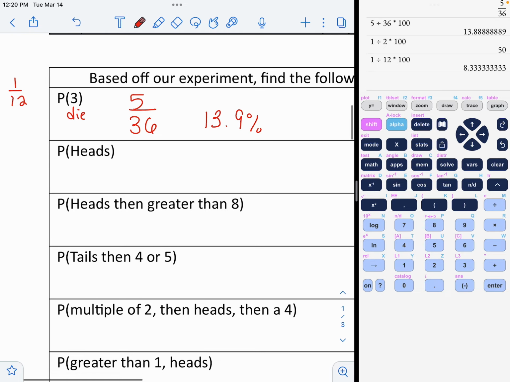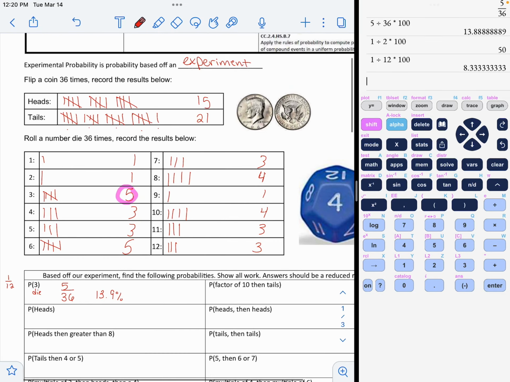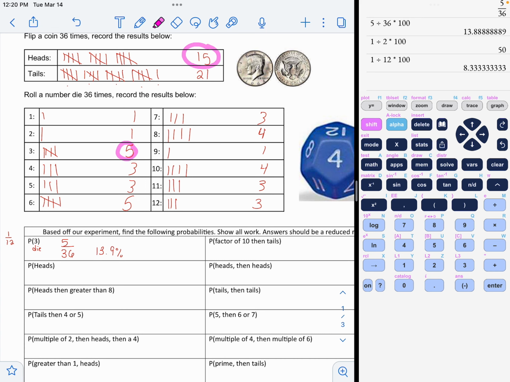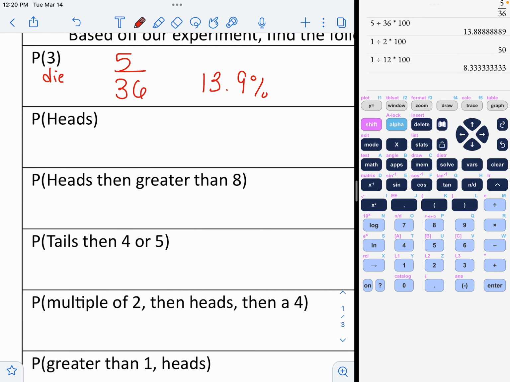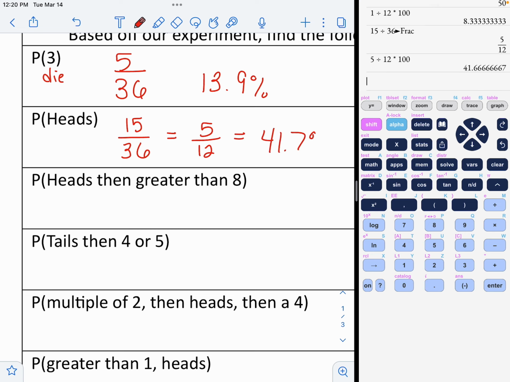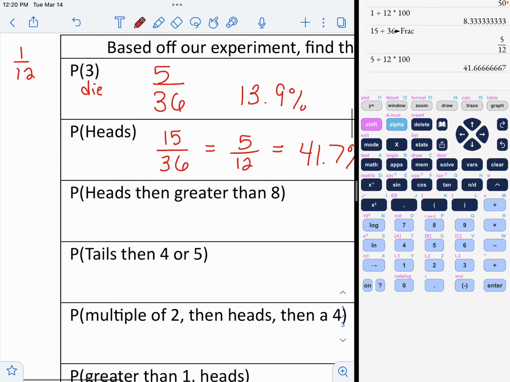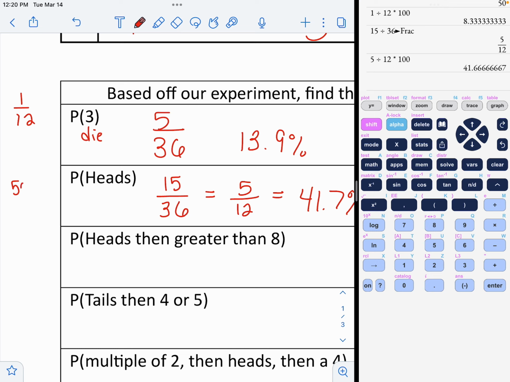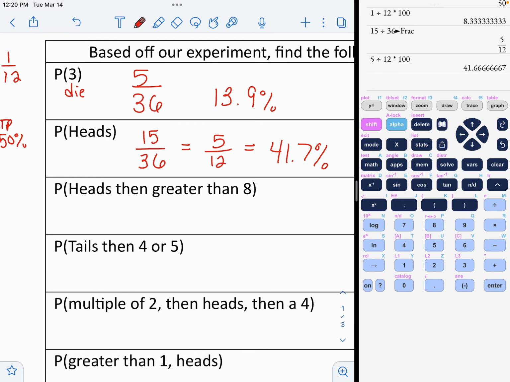Now let's do the probability of getting a heads based off our experiment. So let's see, how many times did I get a heads? I got a heads 15 times. So this looks like the coin. So I got 15 out of, I did it 36 times. 15 divided by 36 turns into 5 over 12, which times 100 is a 41.7% chance. Theoretically, if you did the theoretical heads, you would have a 50% chance, but experimental probability, based off our experiment, was only 41.7.